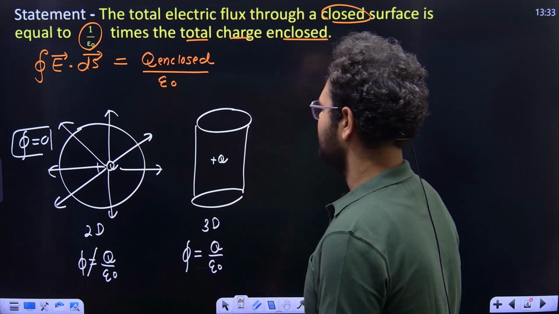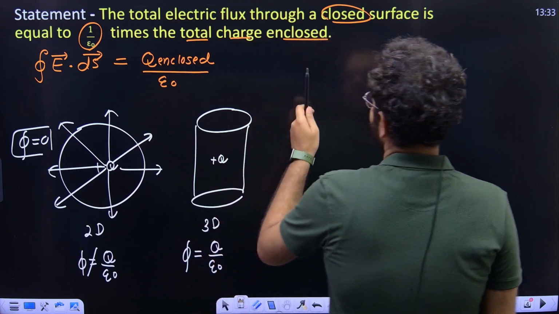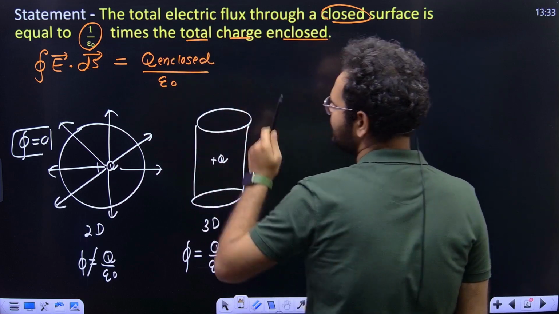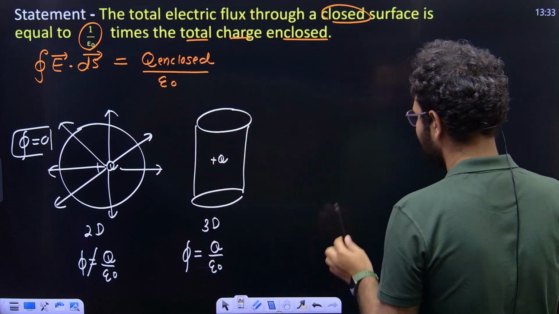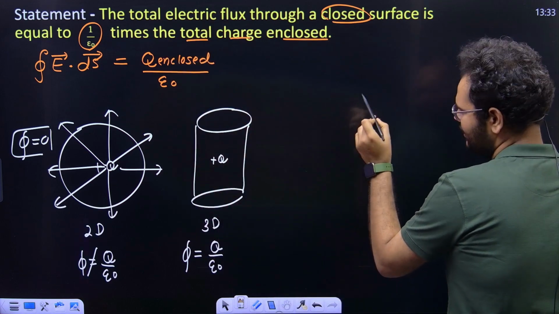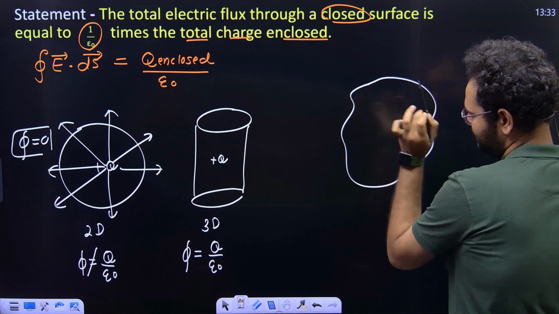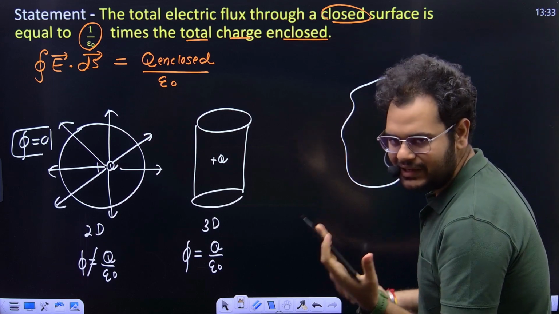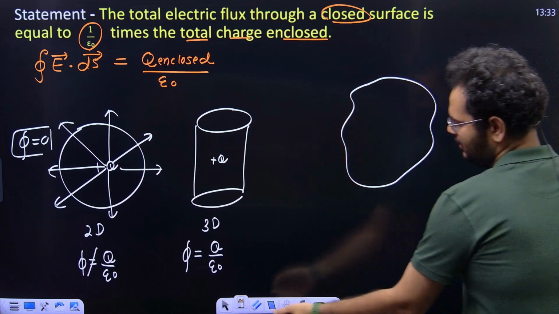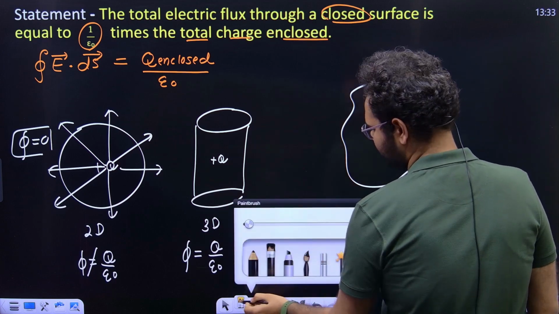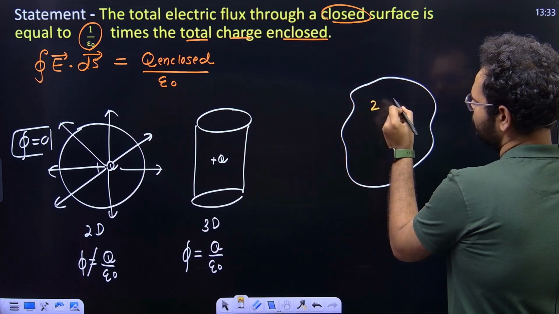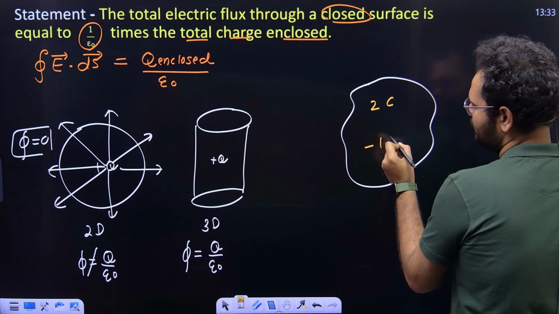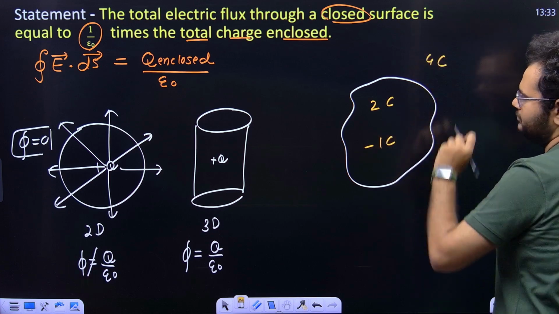Fantastic. They are saying another thing, total charge. Sir, what is the meaning of total charge? Let's say again I am taking a 3D surface. Now whenever we solve, mainly it will be a 3D surface. Let us say I put some charges here. 2 coulomb charge is there. This is minus 1 coulomb and this is 4 coulomb.